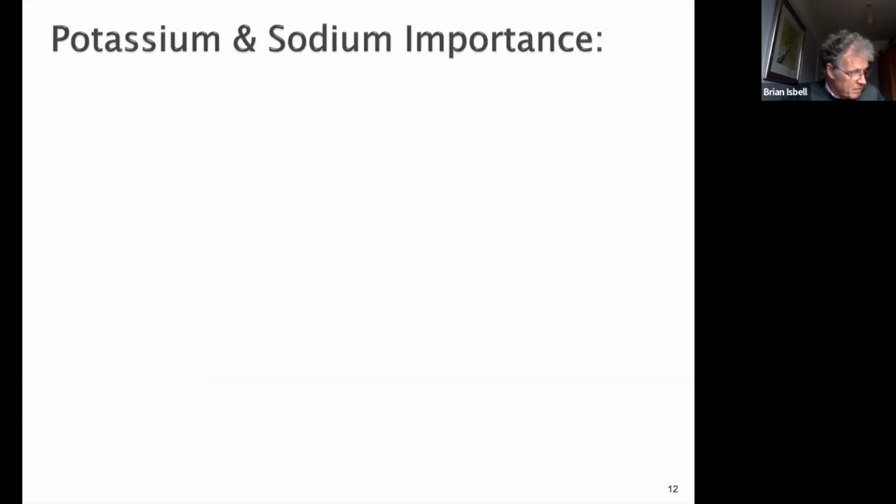One thing that so often is mentioned in terms of a way that we could have an effect is looking at potassium and sodium importance.